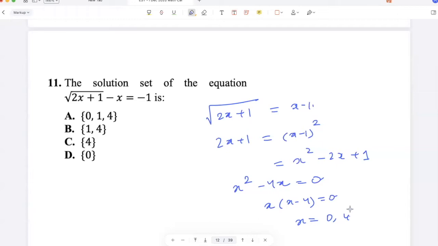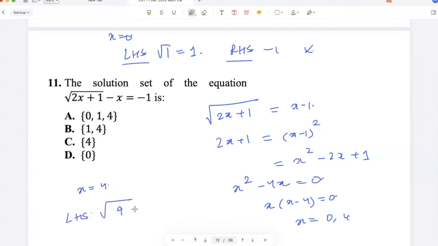Okay, now let's verify which of these works. So let's first look at x equal to 0. So my left hand side is square root of 1, which is 1, and my right hand side is negative 1. So this doesn't work. And what about x equal to 4? My left hand side is square root of 9, which is 3, and my right hand side is also 3. So 4 is the only solution.